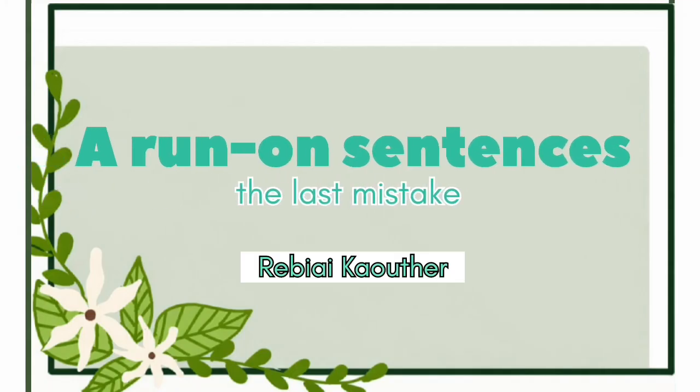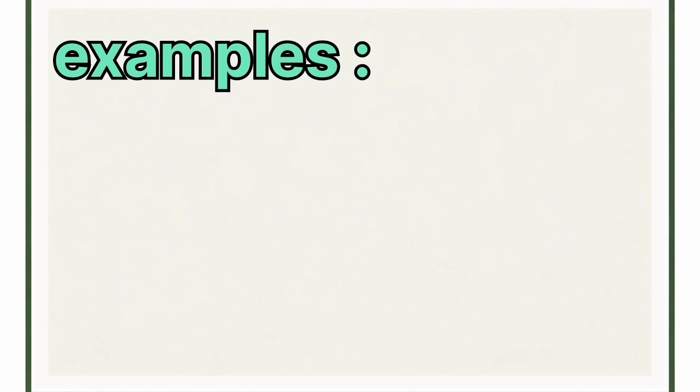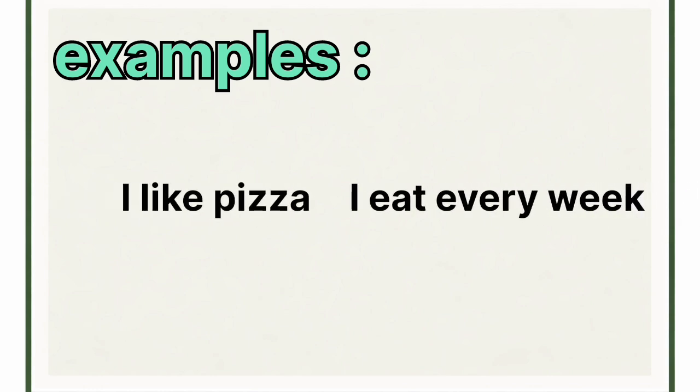Run-on sentences. First of all, let's start with the definition. Run-on sentences occur when two or more independent clauses are connected improperly. To understand this more, let's have an example. In this example, we have two independent clauses. The first one is, I like pizza. The second one is, I eat it every week.